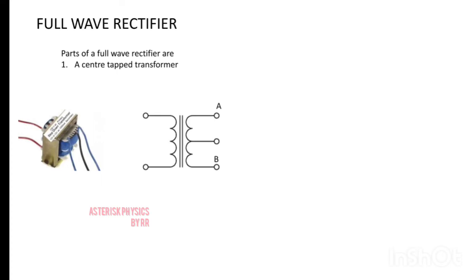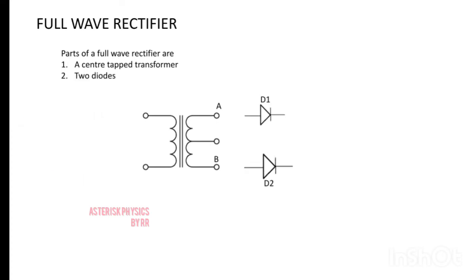Now we have the symbol of a center tapped transformer. There also you can see at the secondary side there are 3 terminals and on the primary there are 2 terminals. Now we require 2 diodes. In a half wave rectifier we use a single diode, whereas in the case of a full wave rectifier we require 2 diodes, say D1 and D2.